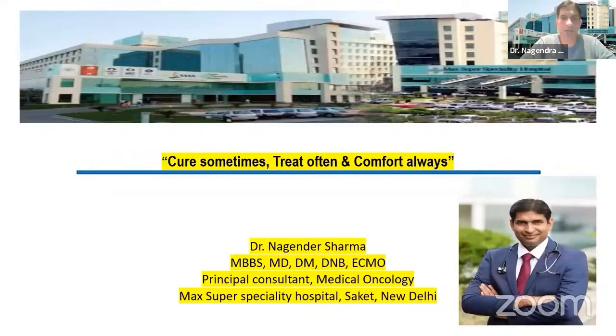So I think the message is loud and clear that in stage 4 extensive stage small cell carcinoma lung, which we know is a highly lethal disease, the ultimate aim is to keep these patients as good as possible for as long as possible within the limitation of science. And the dictum in advanced stage extensive small cell carcinoma lung is cure sometimes, treat often, and comfort always. I think the message is loud and clear. Thank you very much for the patient listening. Over to organizers, please.